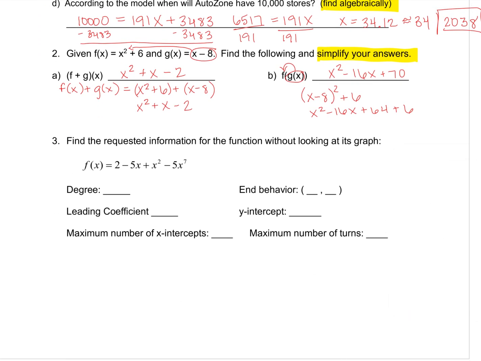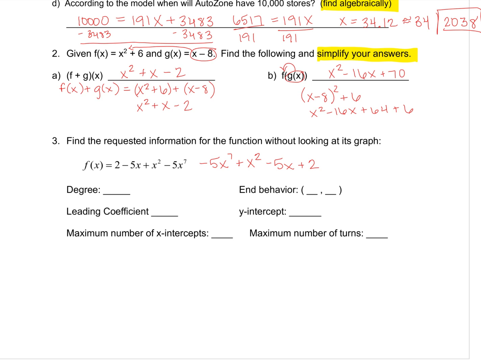All right, for 3, it says, find the requested information given our polynomial. Well, if you need to, please rewrite this in descending order, because I'm going to ask you for the degree and the lead coefficient. Well, you might want to go, oh, the lead coefficient is 2. That is not correct. That is actually a constant. I am going to rewrite this in descending order by degree. Negative 5x to the 7th is the largest, and then I have a plus x squared minus 5x plus 2.